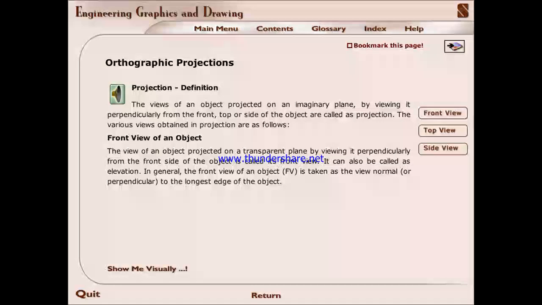The various views obtained in projection are as follows. Front view of an object. The view of an object projected on a transparent plane by viewing it perpendicularly from the front side of the object is called its front view. It can also be called elevation. In general, the front view of an object, FV, is taken as the view normal or perpendicular to the longest edge of the object.